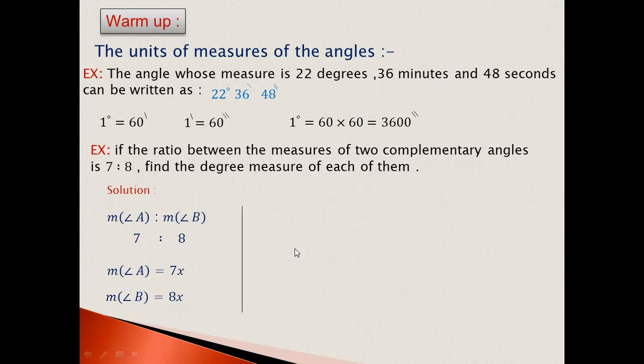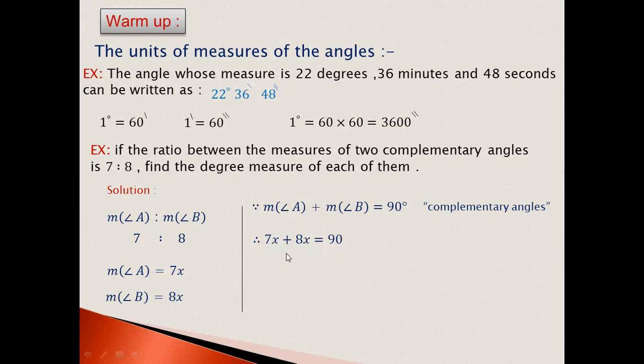We studied in grade 7 that two angles are said to be complementary if their sum equals 90 degrees. That means the measure of angle A plus the measure of angle B equals 90 degrees, because they are complementary angles. That means 7x plus 8x equals 90 degrees.